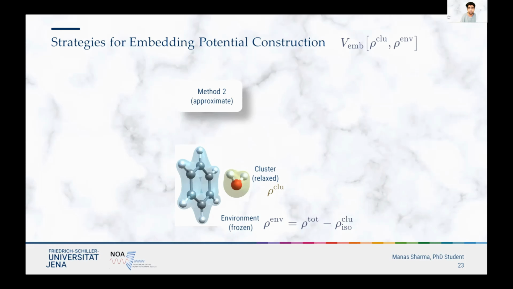However, my goal is basically to go towards the periodic. So we want to do something like molecule in periodic embedding. And therefore, we constructed this method 2 out of method 1, because this is more suitable for doing molecule in periodic embedding, because we can calculate the total periodic density, and then we can subtract the isolated cluster density. So that is why the method 2 has been introduced.